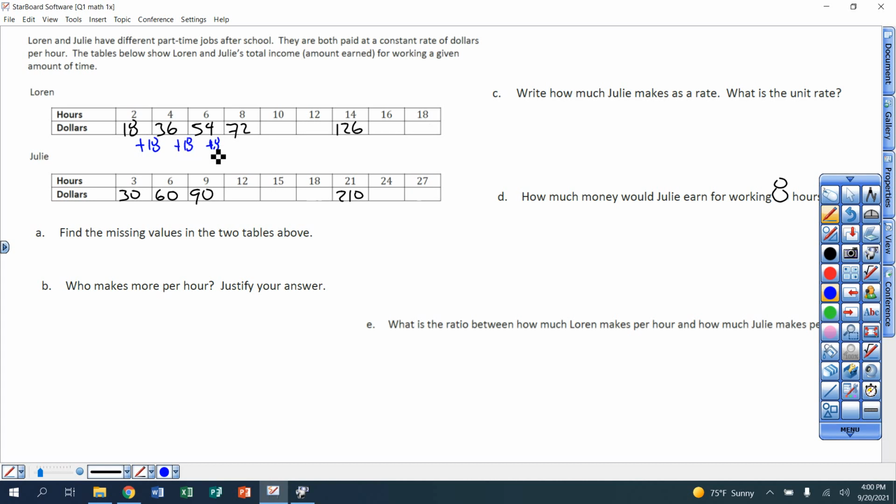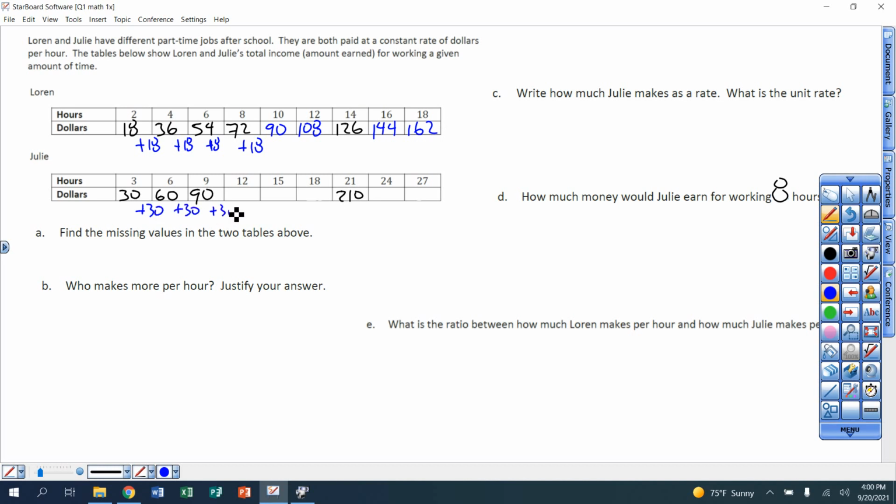I get that by subtracting a couple numbers in this row: 72 minus 54 gives me 18, or 36 minus 18 gives me 18. So that's how I get that number, by subtracting a couple. Use that to fill in the table. 72 plus 18, 90. 90 plus 18, 108. 108 plus 18, 126. 126 plus 18, 144. 144 plus 18 gives me 162.